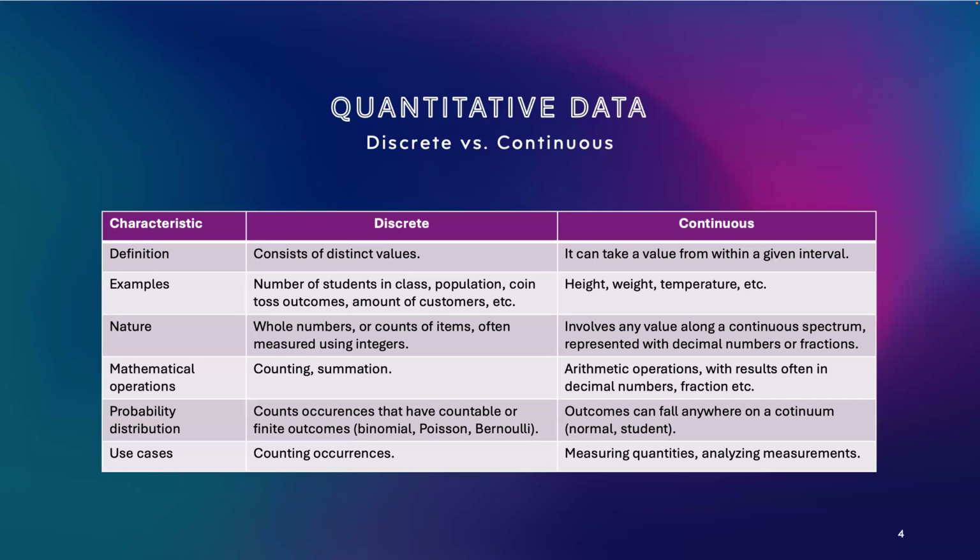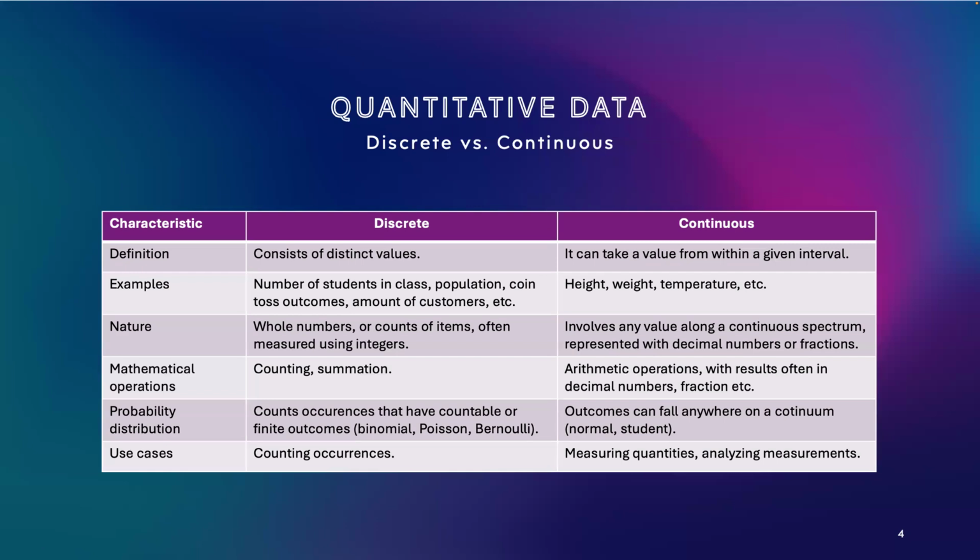But to give you a little bit of intuition here, let's look at the nature of data. For discrete data, we have whole numbers or counts of items, and they're often measured using integers. In continuous data, we have a continuous spectrum, so there are values within this continuous spectrum. It's usually represented with a decimal number or a fraction. The mathematical operations we can perform on discrete data are counting or summation, and on continuous data are arithmetic operations, which often result in decimal numbers, fractions, and so on.